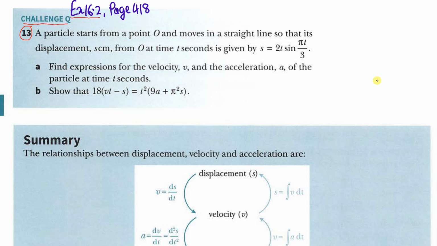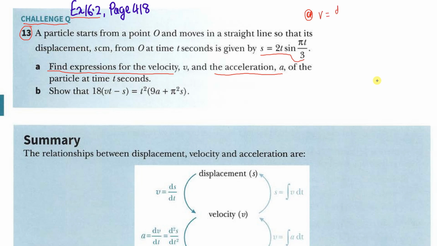A particle starts from a point O and moves in a straight line so that its displacement is given by s equals that expression. The first question is to find expressions for the velocity and the acceleration a of the particle at time t seconds. We know that to get the velocity from displacement, we just have to differentiate. So let me differentiate to get the velocity.